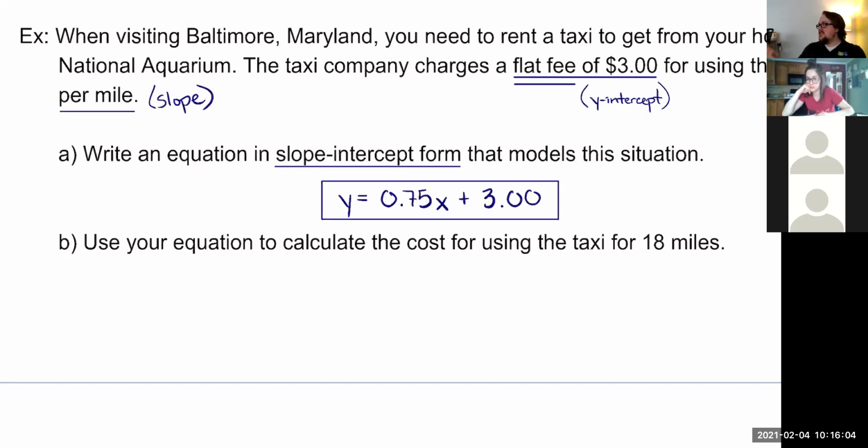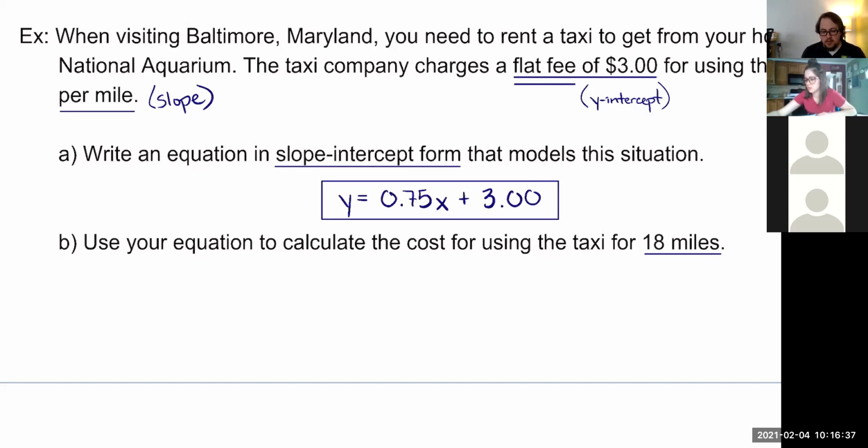So someone out there very clever said, why haven't we been doing this? We have the technology, let's do it. So they did. So we're going to do it old school. We're going to do it like we're the computer. We're just really slow computers. We're going to use our equation to calculate the cost for using the taxi for 18 miles. Now, we've already identified the slope and the y-intercept. So where would this 18 miles go? Not quite. No, the x. It would replace the x in our equation.